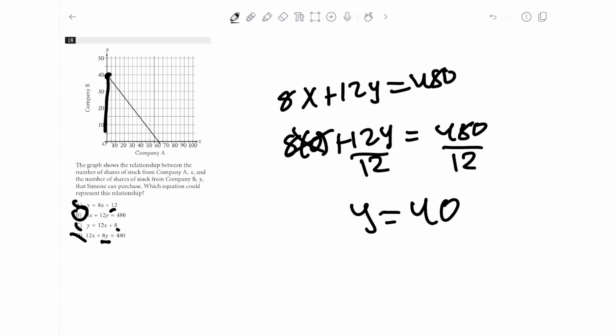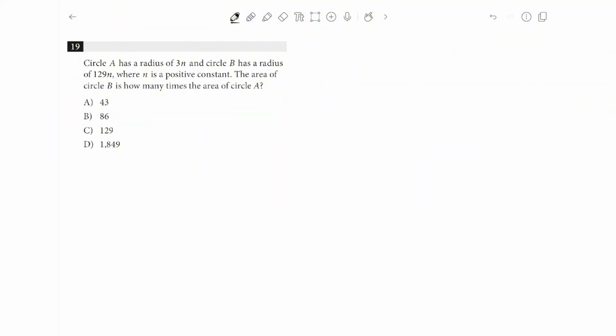And that's it. Question number 19 says circle A has a radius of 3n and circle B has a radius of 129n, where n is a positive constant. Alright, so whenever they say that n is a positive constant and it's being multiplied by both of the numbers, we can ignore n, because if we're going to be dividing the numbers by each other, the n's are going to cancel out. They're really there just to confuse you.